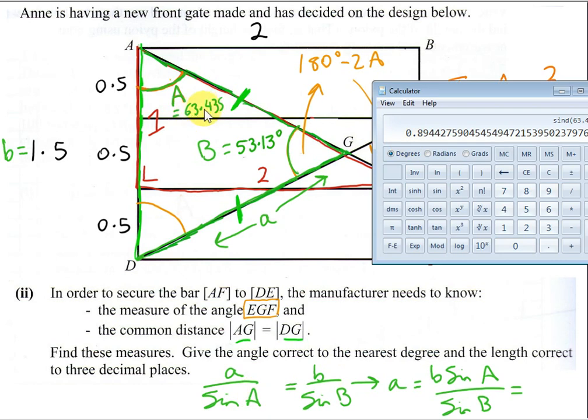So we get the sine of 63.435, so that's sine of A, and we have to multiply it by little b, which is 1.5, and we have to divide this by the sine of big B, that's the sine of 53.13. So to 3 decimal places, this is 1.677.